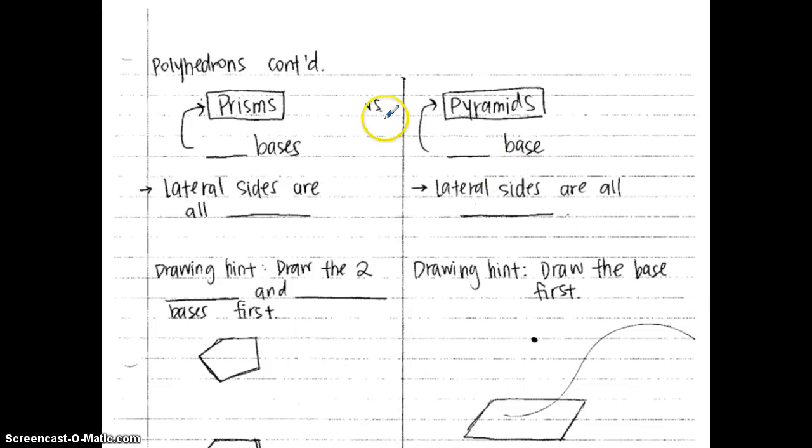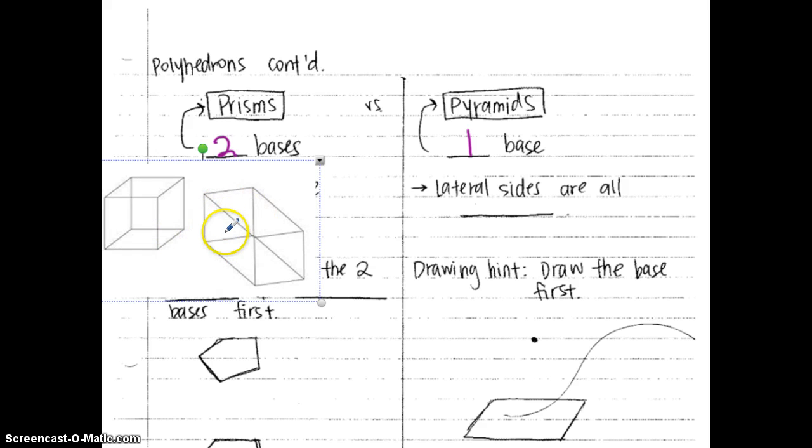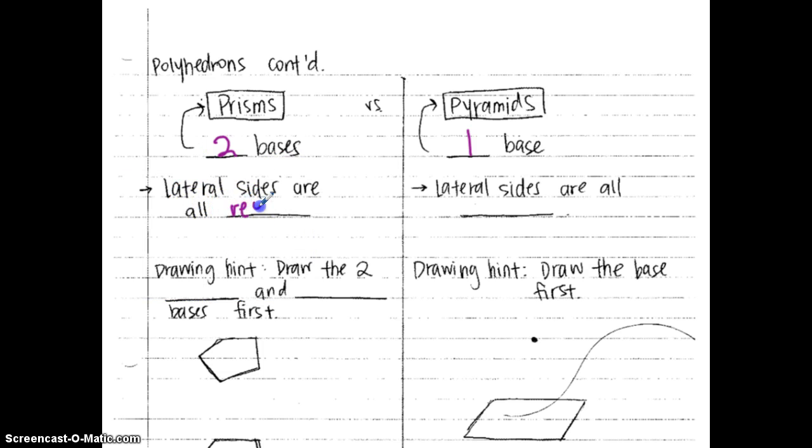Let's clarify and write down what the difference is between prisms and pyramids. We've already done these on the classwork. So prisms always have 2 bases, pyramids have 1. Your lateral sides, which means all the parts on the sides, the non-bases, are all in the shape of rectangles, as opposed to a pyramid, where all the lateral sides are triangles.